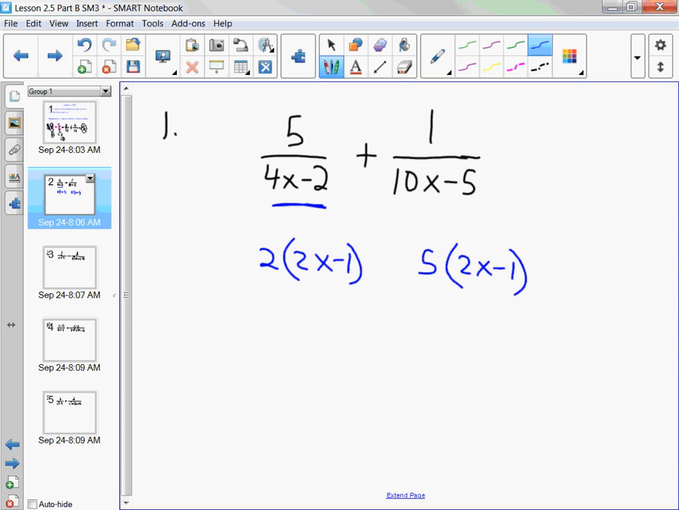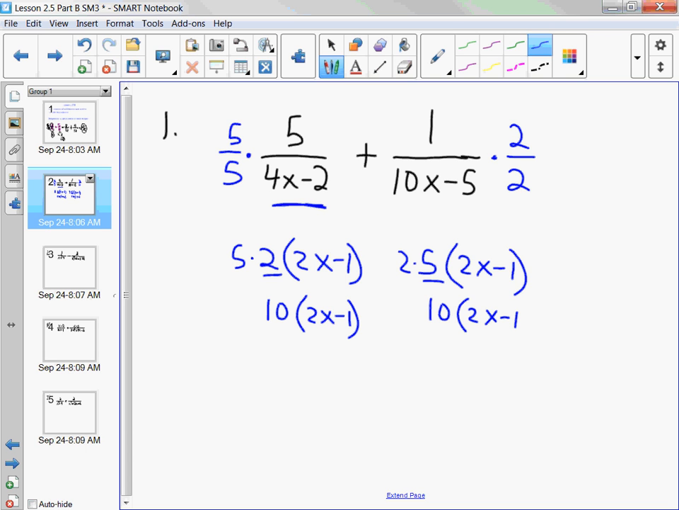So we see that the 2x minus 1s are the same for each fraction, but we have a 2 and a 5. So what we need to do is multiply the top and bottom of the left fraction by 5, and the top and bottom of the right fraction by 2, to get our common denominator. Because if we did this right here, 5 times 2 is 10, we'd have 10 times (2x minus 1). And over here, if we multiply this one by 2, we'd have 10 times (2x minus 1). So that would be our common denominator.